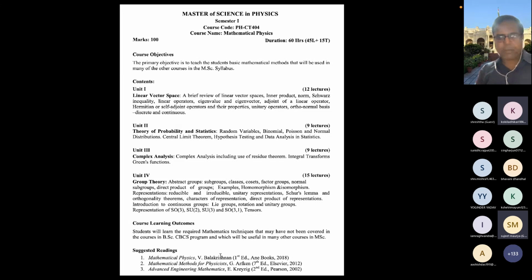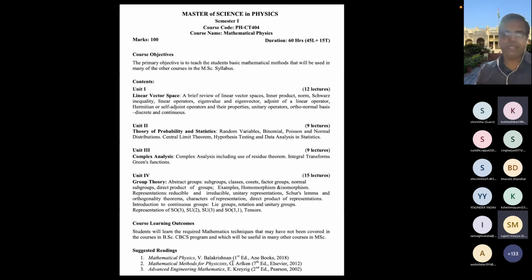Suggested readings. 3 books are mentioned here. Mathematical Physics by V. Balakrishnan. The first one is an excellent text. This came later, you look at it, 2018, but it is an excellent text. At times, it won't cover the entire syllabus. Mathematical Methods for Physicists, Arfken, the second one, is a very well-known book in the field of mathematical physics. This you can, of course, keep. This is a very important book. Arfken covers almost all the topics.